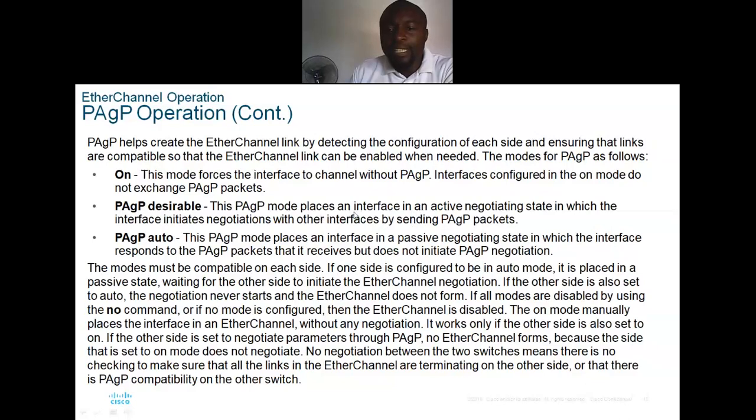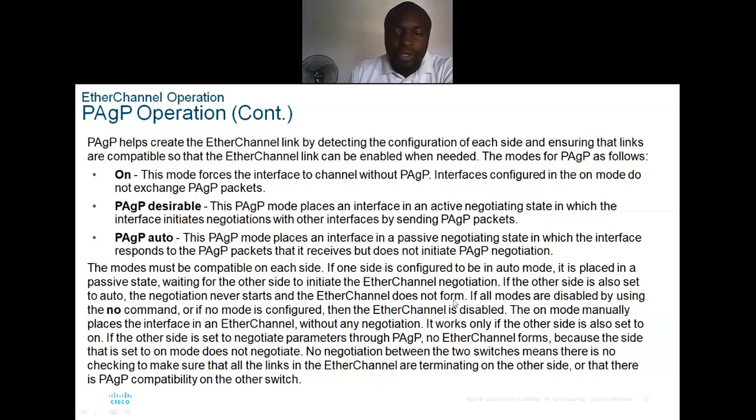All right, desirable places the interface in an active negotiating state in which the interface initiates negotiation with other interfaces by sending packets. So it negotiates the interface with the other one. But once you put it on auto, the interface is in a passive negotiating state in which the interface responds to the PAgP packets that it receives, but does not initiate negotiation.